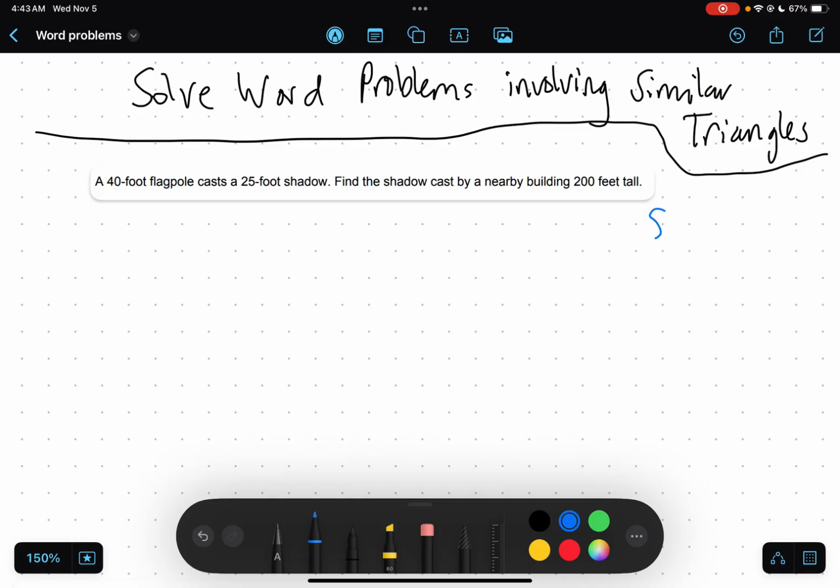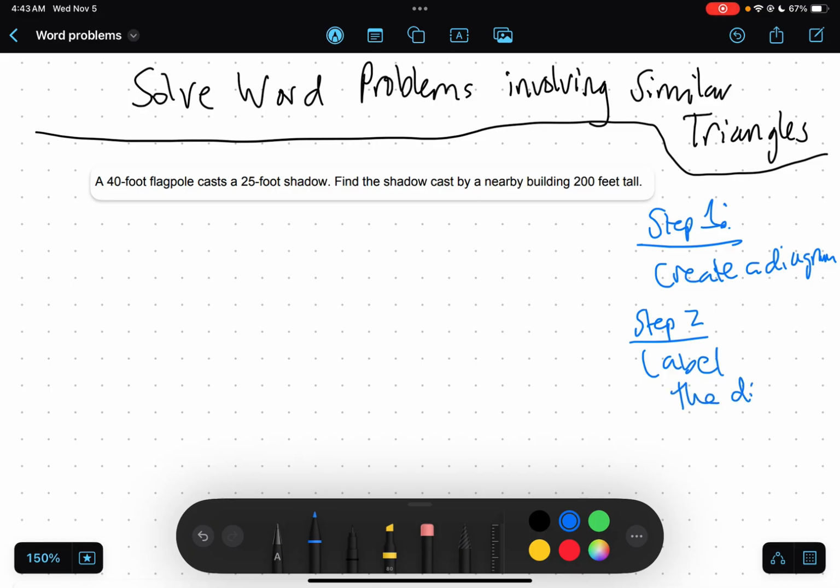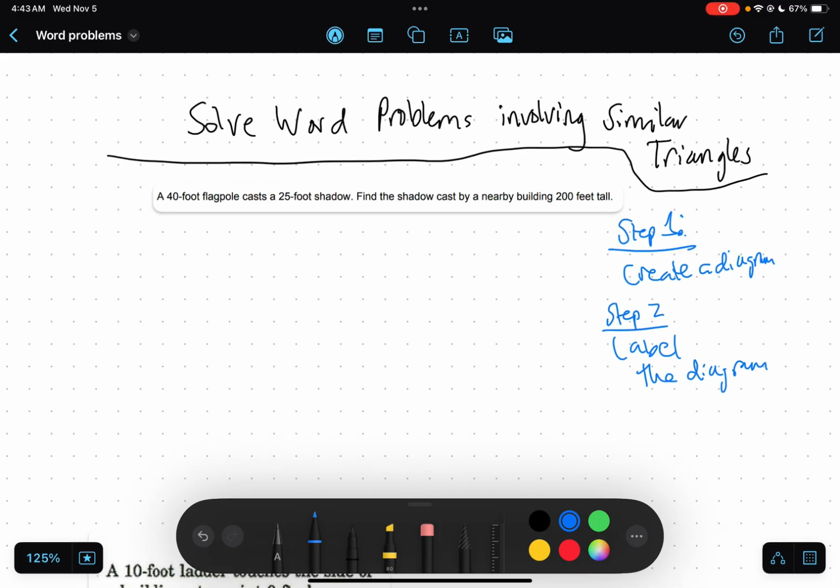geometry problems. So step 1, we're going to create a diagram of the situation. So make a diagram. Step 2 is going to be to add labels with the information that they give me. So label the diagram. And then step 3, we'll figure out how to solve it. Obviously, that's kind of the hardest step. But once it's set up, usually it's easier to see how to solve the problem. Okay, so example 1.